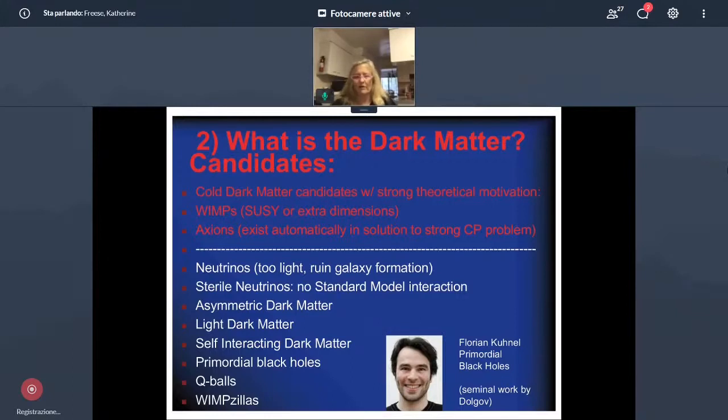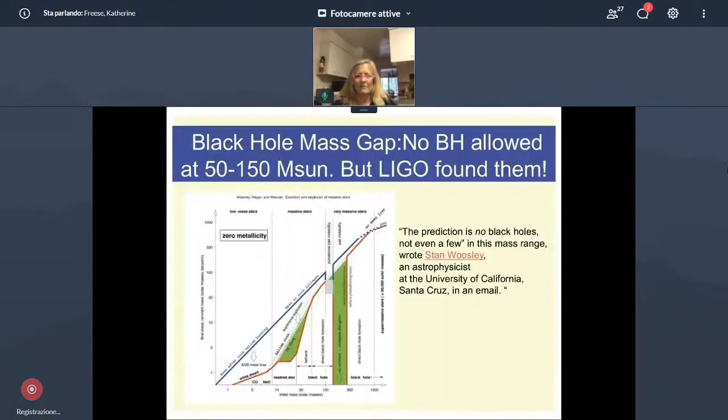One of these is Florian Kühne, who has written reviews on primordial black holes as dark matter, which you should go look at. He made predictions, based on a number of formation mechanisms in the early universe, for black holes of various masses. And he actually predicted what I show in the next slide. One of the masses that he found, next slide, please, is the masses that LIGO just found.